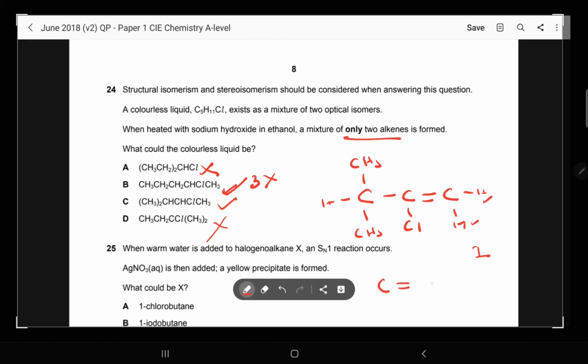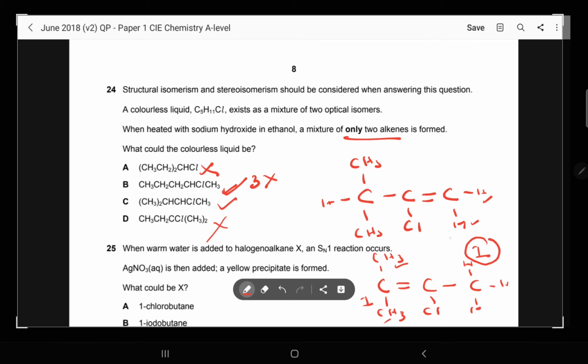Alternatively, it can be this, where there's a chlorine over here and a CH3 group, and there are two CH3 groups, as the CH3 does not get eliminated in the reaction, the hydrogen does. So there are two CH3 groups over here, so it does not undergo any cis-trans isomerism. So only one alkene is present.